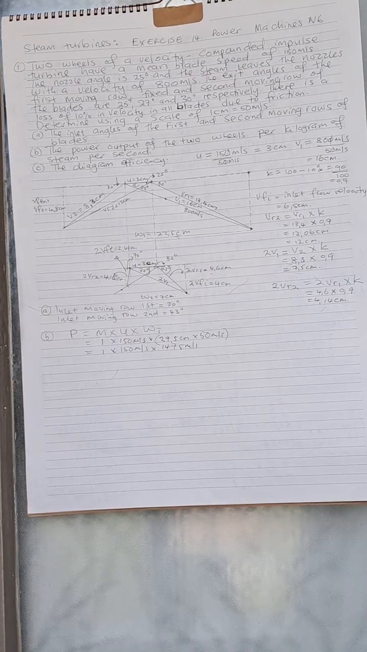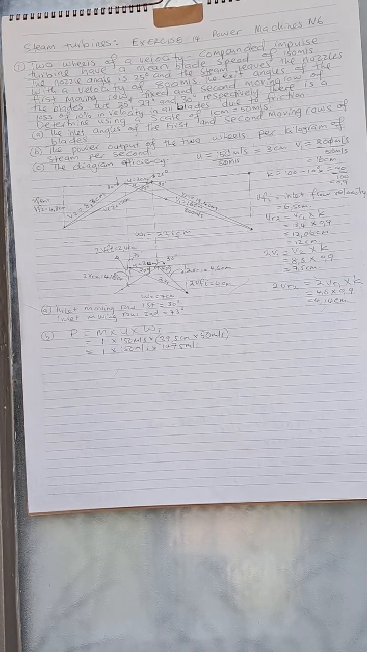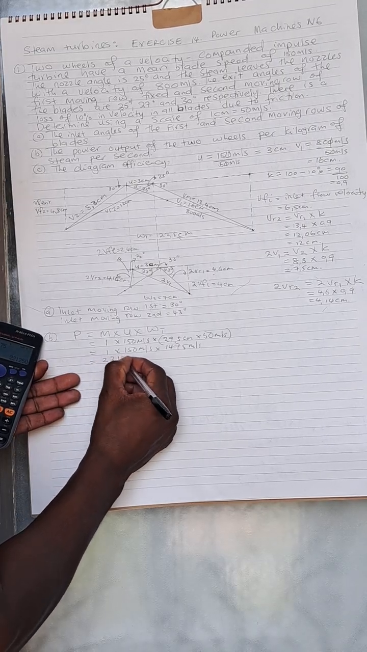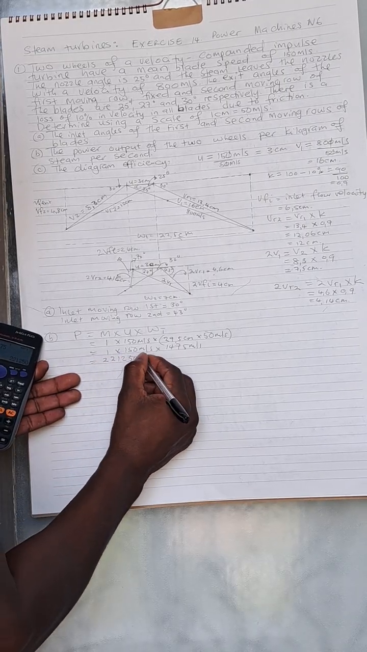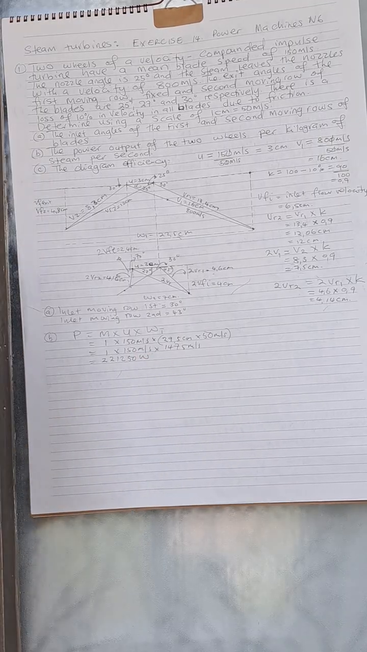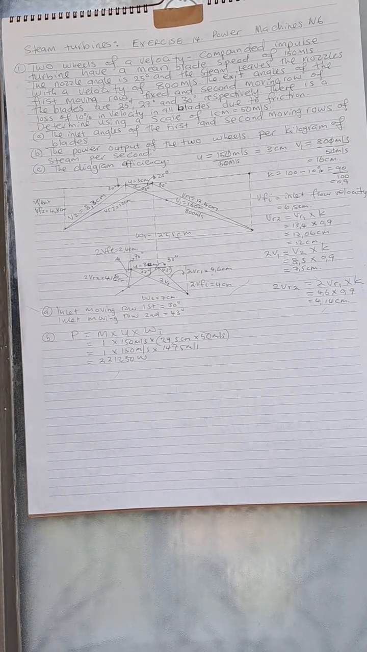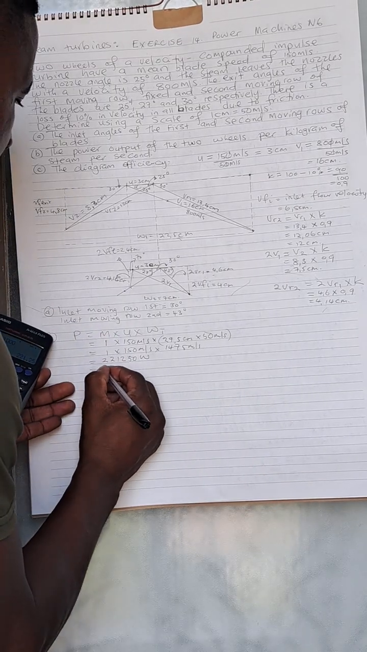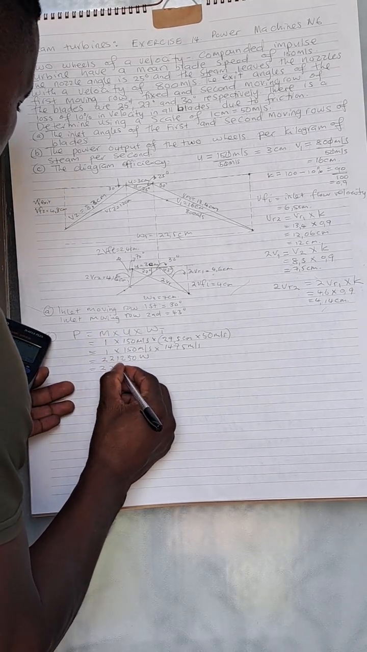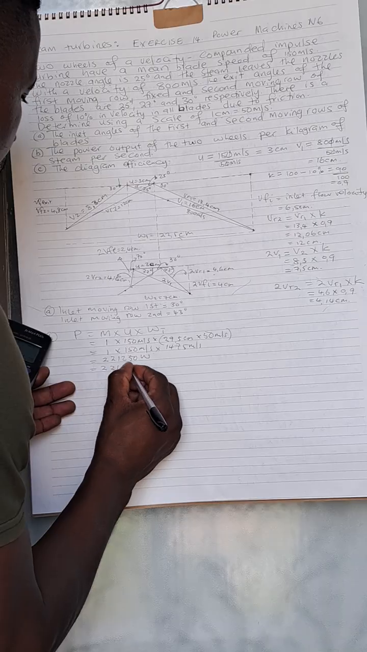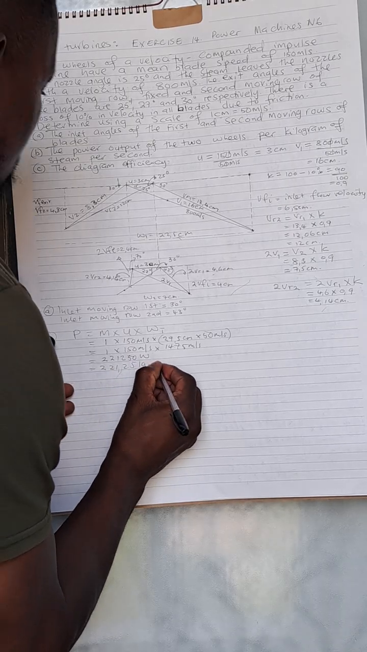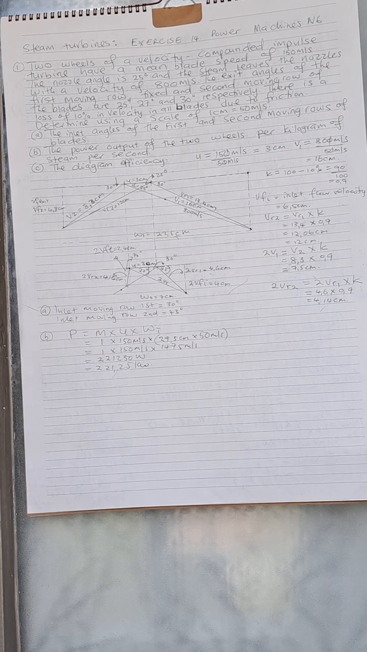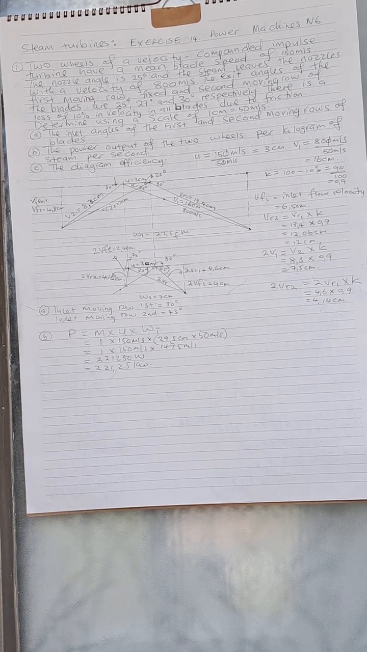So 150 times 1475, I'm getting 221250. That is power, so it's in watts. If they want it in kilowatts, you simply divide by 1,000, which I'm getting as 221.25 kilowatts. So that's how this question is supposed to be solved.